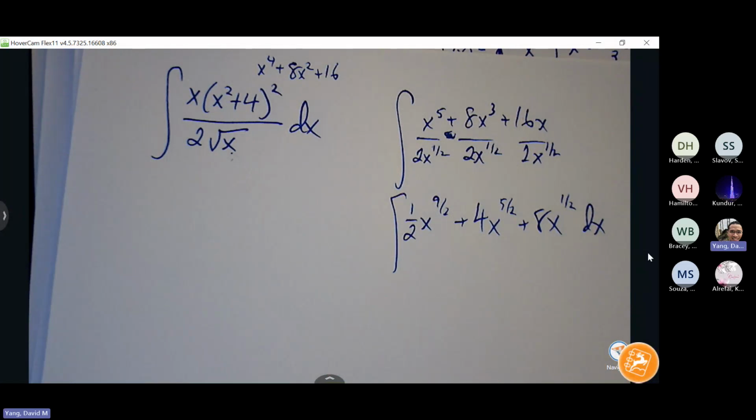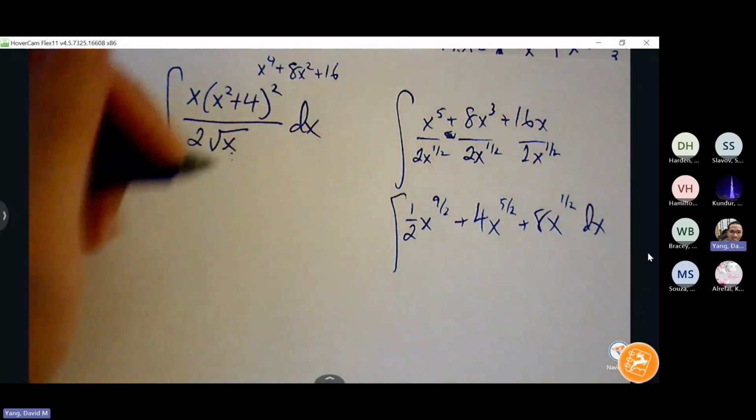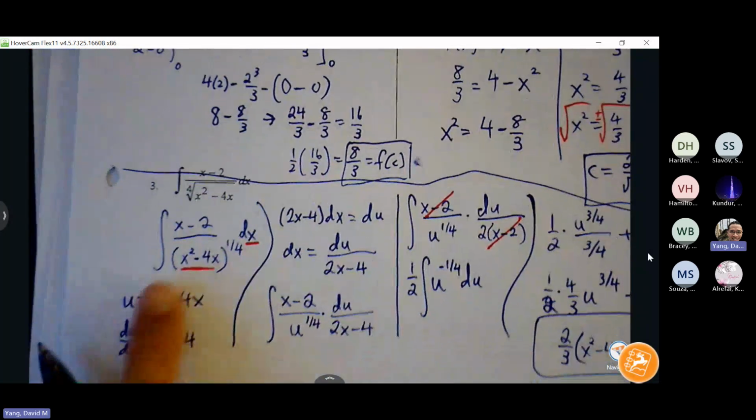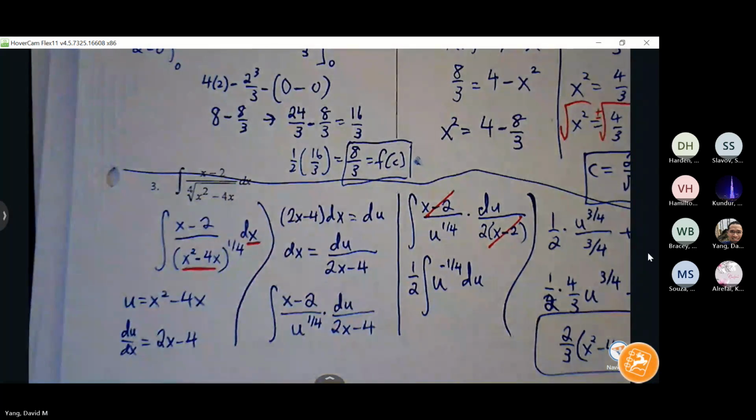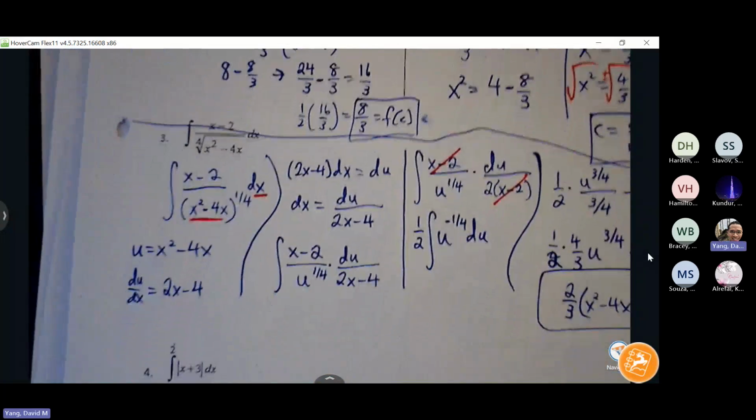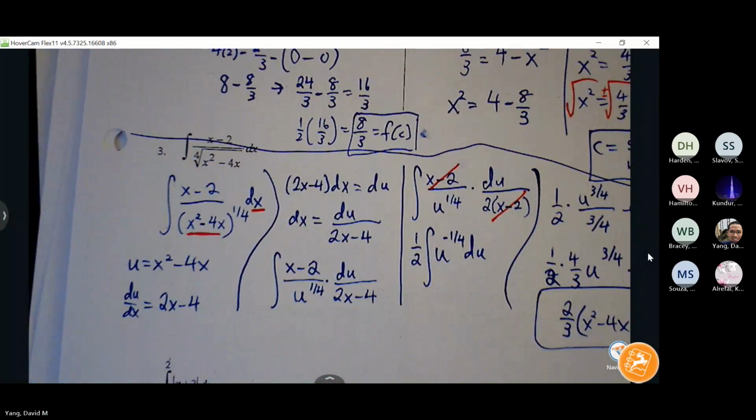A variable in the denominator doesn't necessarily mean that you have to use substitution. Right. Only if there's multiple terms like this. Right. As soon as you see a plus or minus inside a square root, you know it's going to be a substitution. Okay. Does that answer your question?